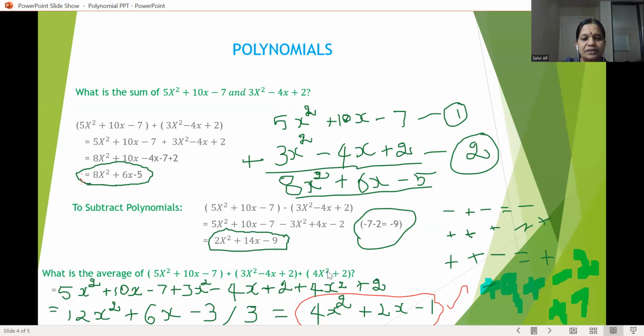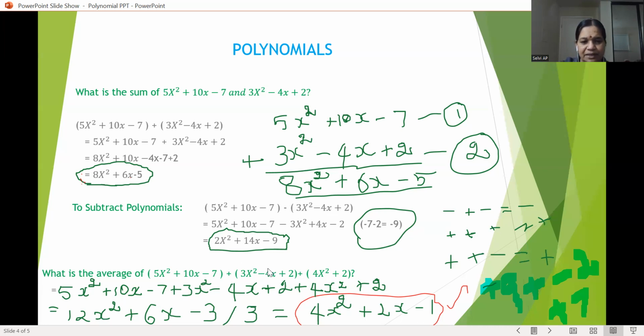Okay. Next one: what is the sum of these, two parentheses, one has a trinomial equation and one is a binomial equation. So you are going to add all these three terms.